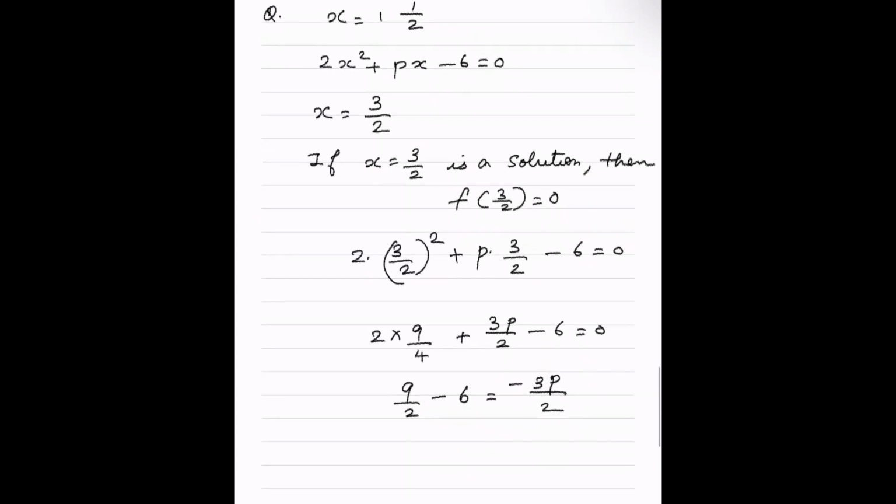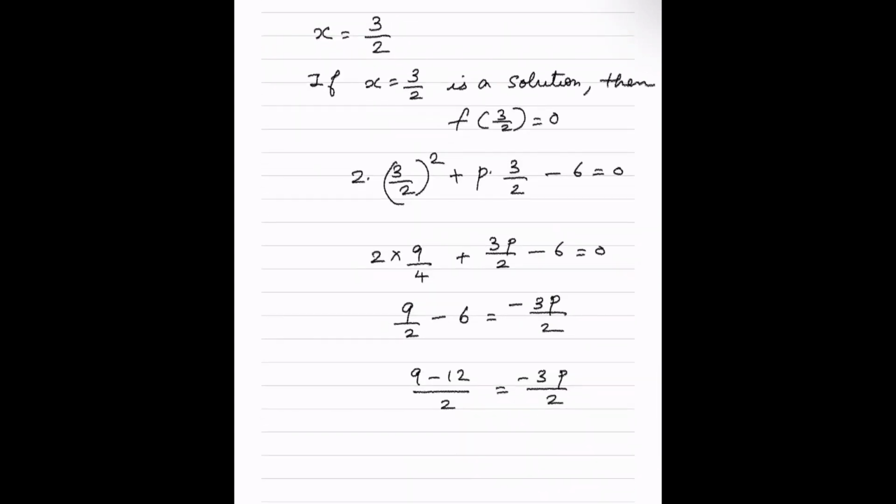You just solve it, that's all. So 9 minus 12 by 2 equal to minus 3p by 2. 2 and 2 get cancelled out, and what you are left with is minus 3 equal to minus 3p, which implies p equal to 1.